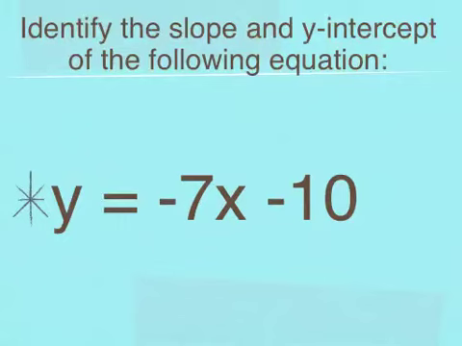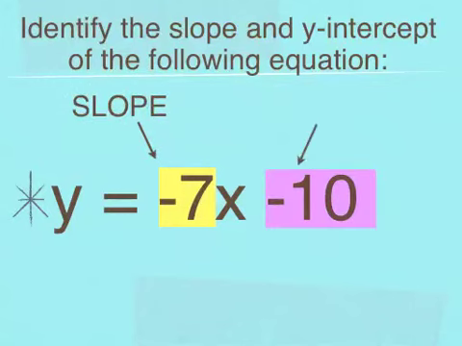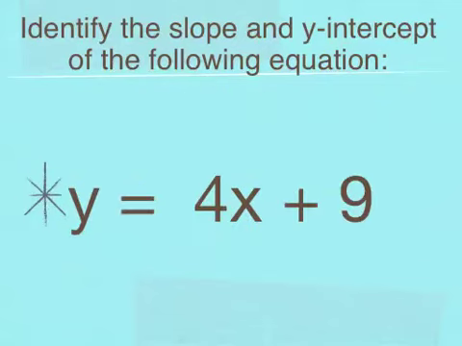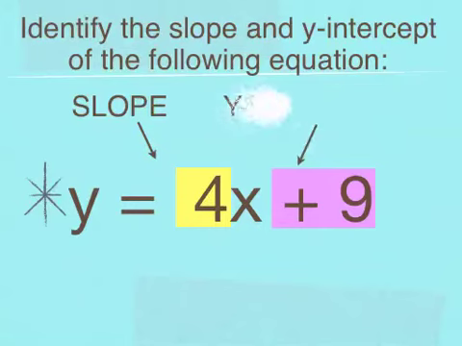So this equation is y equals negative 7x minus 10. The slope would be negative 7, and the y-intercept would be negative 10. Notice that in both of these cases, these are negatives. I'm keeping the sign that is in front of the number. This next equation is y equals 4x plus 9. The slope would be 4. The y-intercept would be a positive 9.